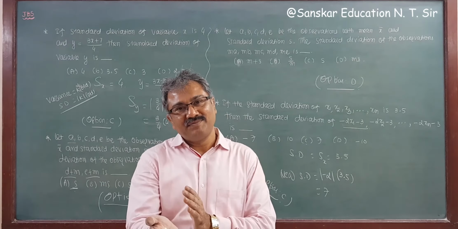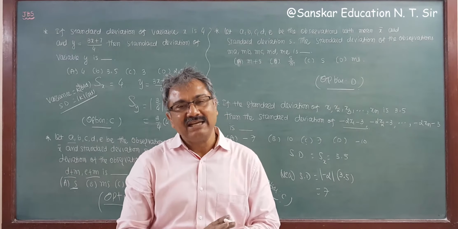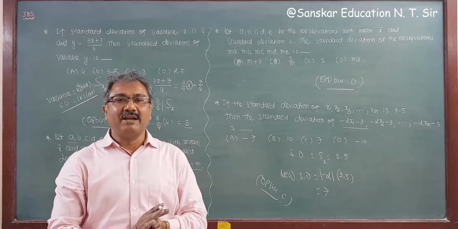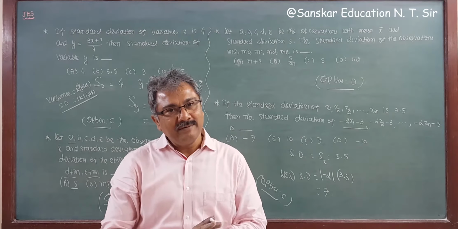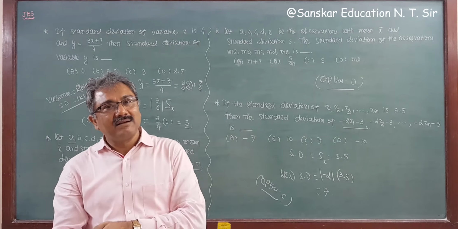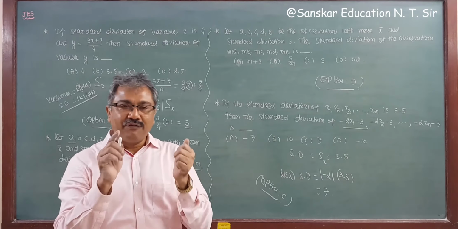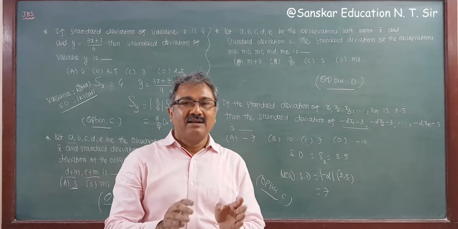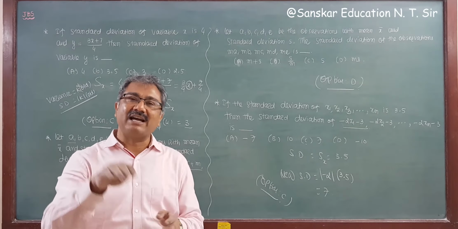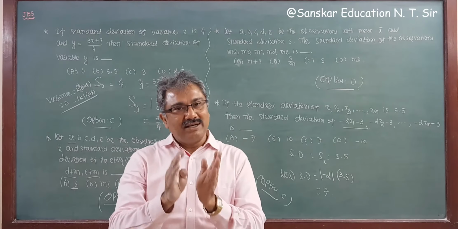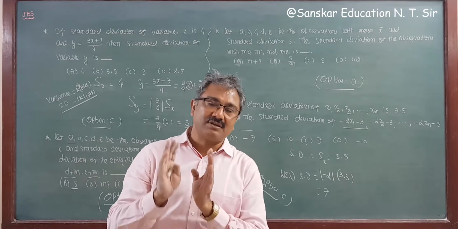If we add k, then the mean is increased by k. If we multiply by k, then the mean is also k times the old mean. If we add k, then the standard deviation doesn't change, and the variance doesn't change. If we multiply by k, then the standard deviation is k times the old standard deviation, and the variance is k square times the old variance. In standard deviation, you have to take k positive, that means mod k, but generally we say k times. Okay, that you know.